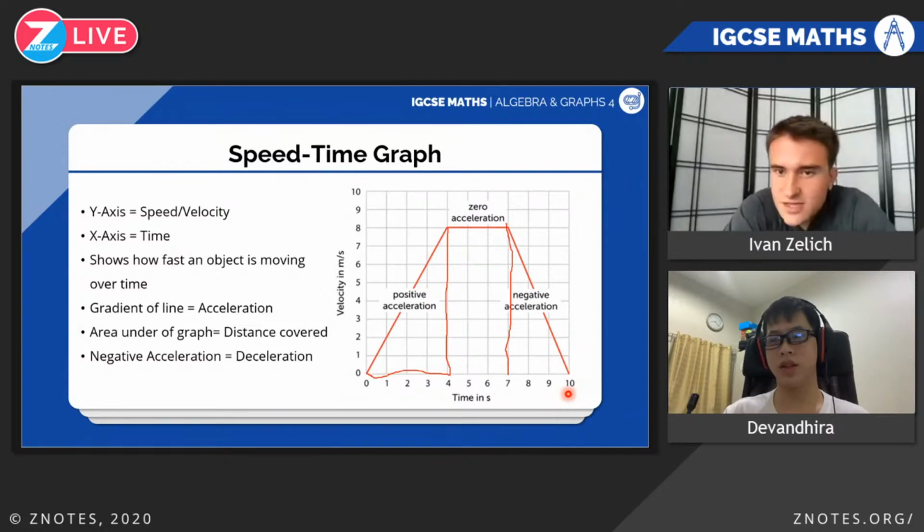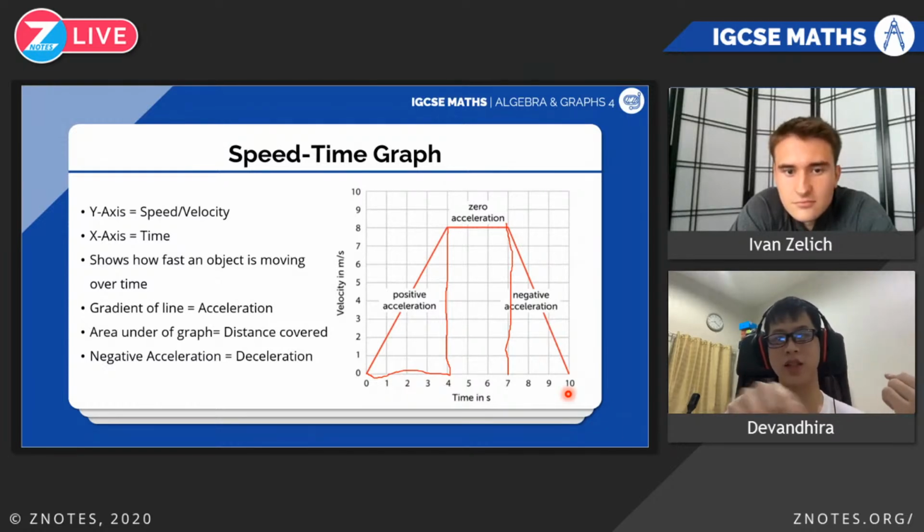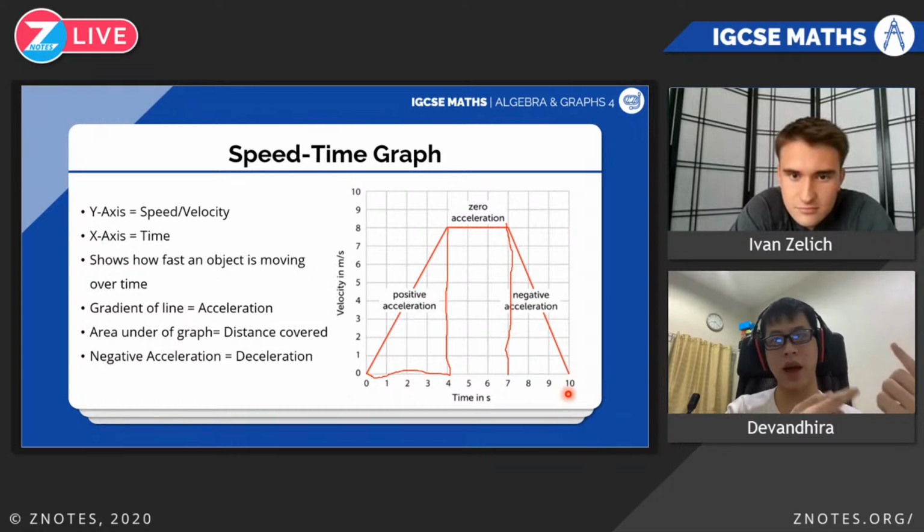Anything else, Devan, I should say? Just a small thing. Just a small intuition on why the area gives you the distance is that if you take a look at the y-axis, it's in meters per second in speed, while the x-axis is in seconds. Area is basically saying that you should multiply the height and the base. But the height is in meters per second, and the base is in seconds. So when you multiply meters per second by seconds, you just get meters, which is distance.